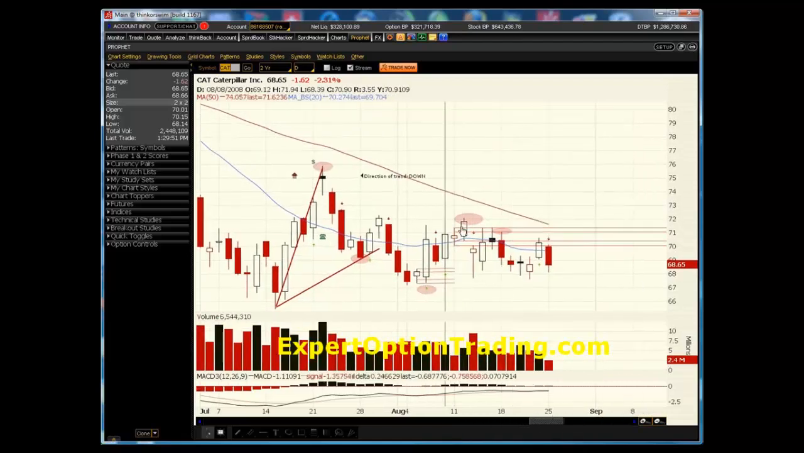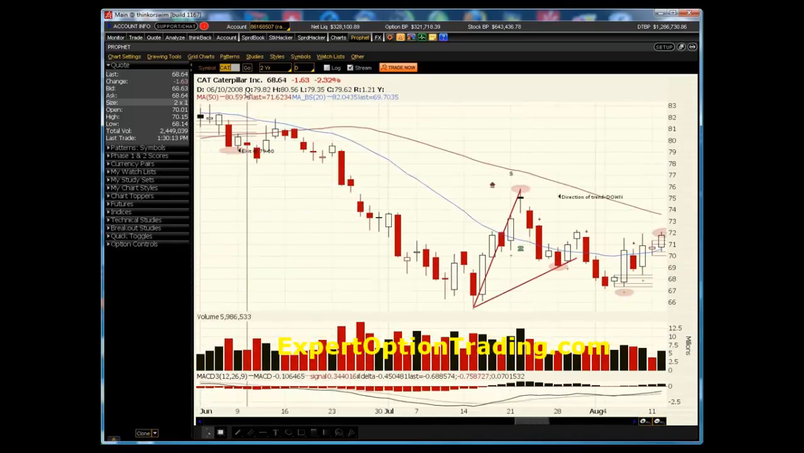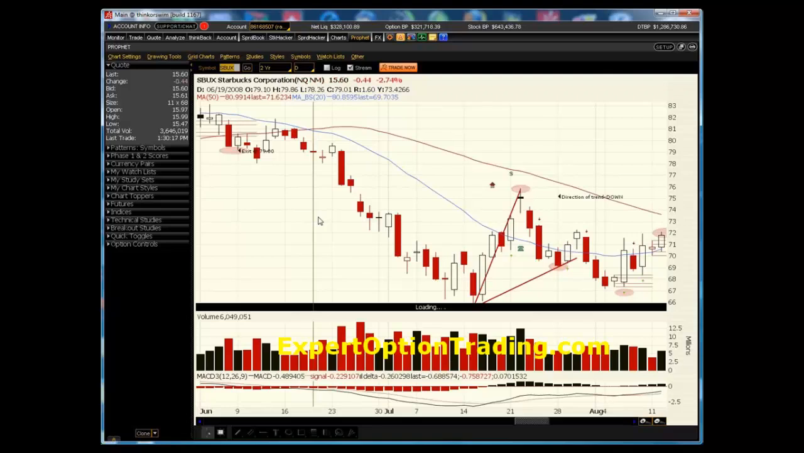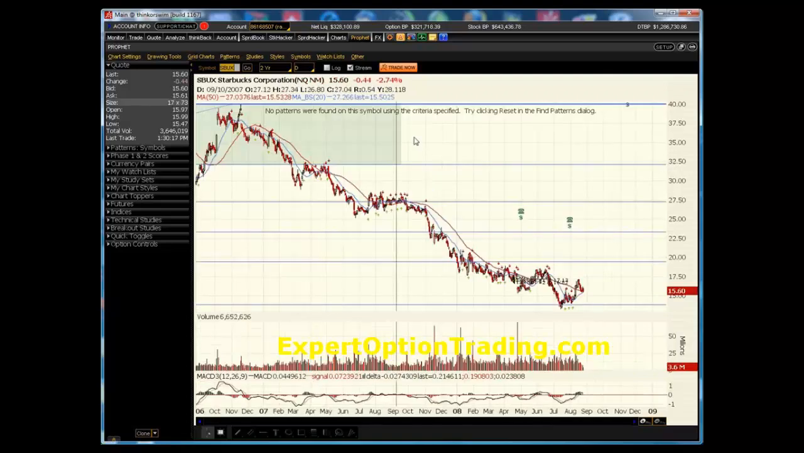This target here actually turned out to be a fake out. It went higher and then it gapped lower, taking us out of the trade here, and that one didn't work out so well. Let's take a look at some other stocks here. Just at random, let's take a look at Starbucks for a second. Let's see if there are any particularly good opportunities here.